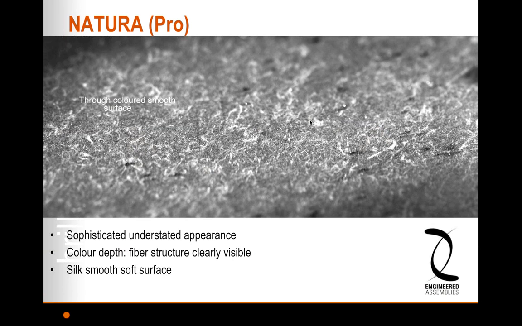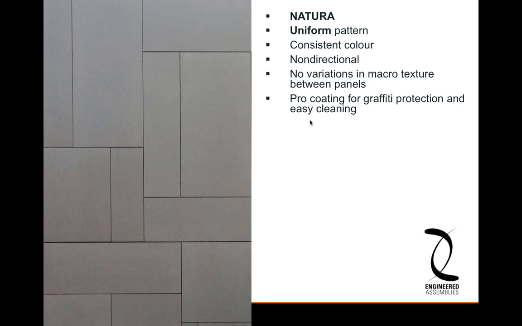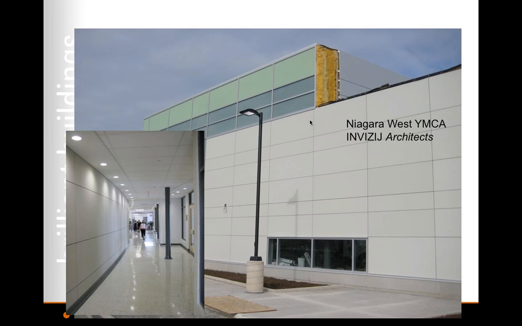Now Natura, on the other hand, and Natura Pro, the Pro is a graffiti coating. Every panel has a coating on it, and that coating is translucent, meaning you see the fiber cement look, but it makes every panel look identical. So in this case, you can choose to have a uniform color, very consistent, non-directional, and no variations between panels. So that's an aesthetic choice, and so different than the ochre color.